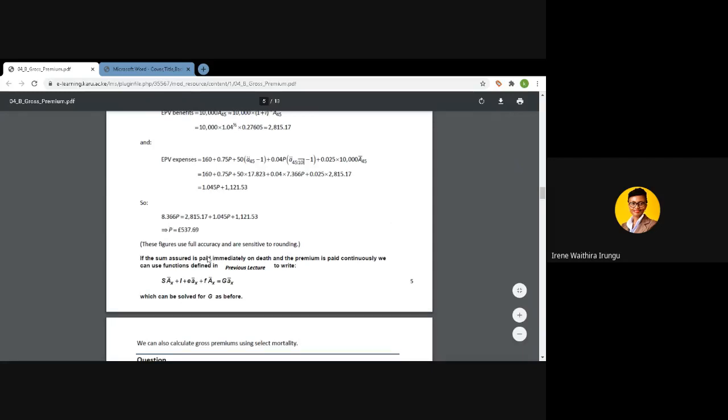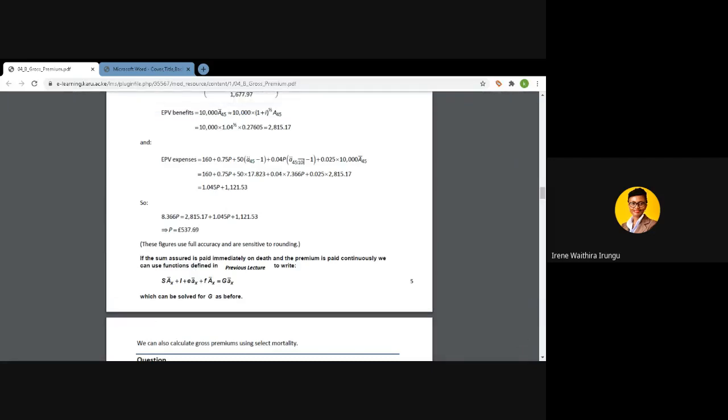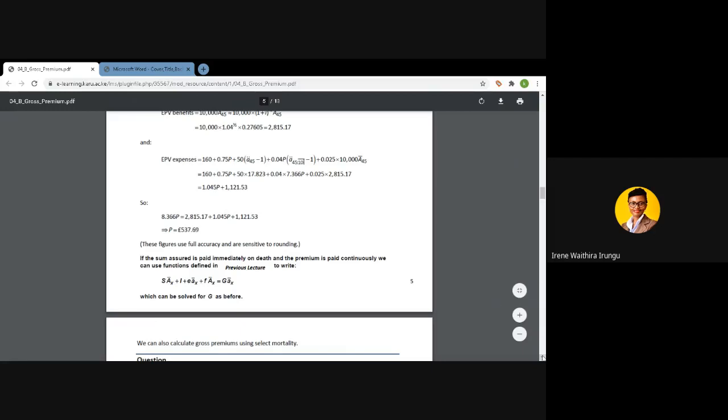So this is a note. If the sum assured is paid immediately on death and premiums are paid continuously, we would still maintain our equation of value. What would change? We would now have our expenses having the bar because we now use the continuously payable annuity. Also, the premiums will also have the bar because we are now considering the continuously payable annuity.